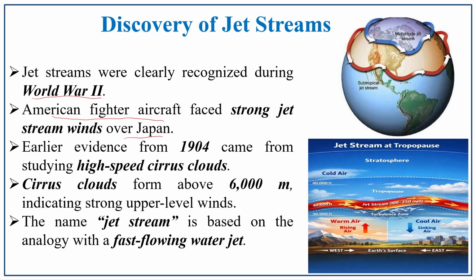Before this discovery, it had also been identified earlier, in 1904. It came from the study of high speed cirrus clouds. While studying these clouds, there was a discovery of this jet stream in those particular latitudes. The cirrus clouds form above 6,000 meters, indicating strong upper level winds. That strong upper level wind was nothing but the jet stream.